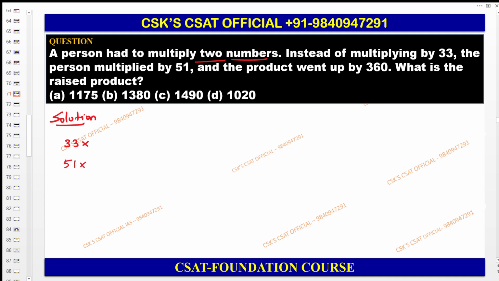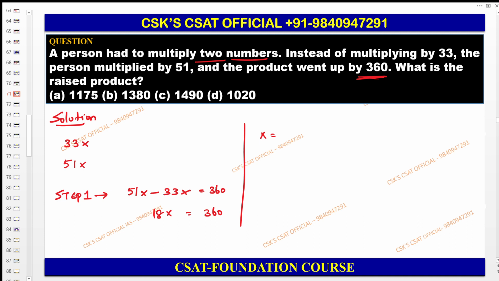The first step is you need to find the difference between these two. That is provided here: the product went up by 360. So the difference is 360. Find the difference here: 51x minus 33x. That has been provided in the question itself. The difference is 360. Now find x. 18x is equal to 360. So now x is equal to 20.